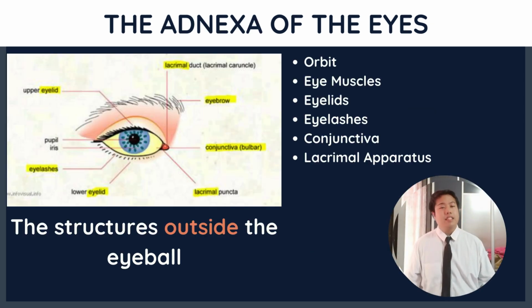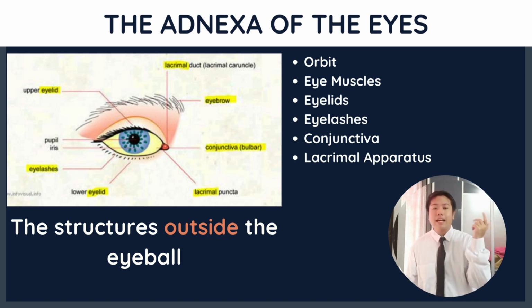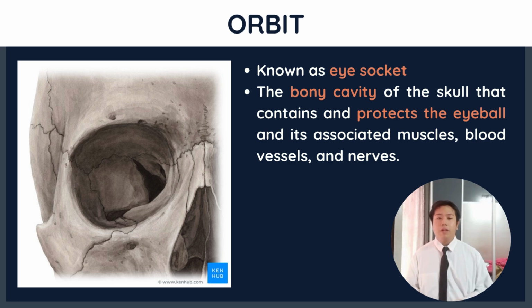So, what is actually the adnexa of the eyes? The adnexa of the eyes are the structures outside the eyeball. These include the orbit, eye muscles, eyelids, eyelashes, conjunctiva, and lacrimal apparatus. Let me explain the orbit first.